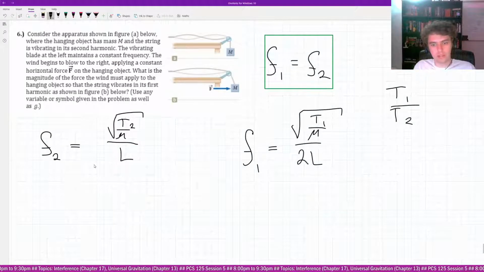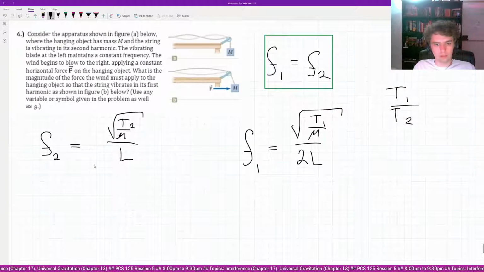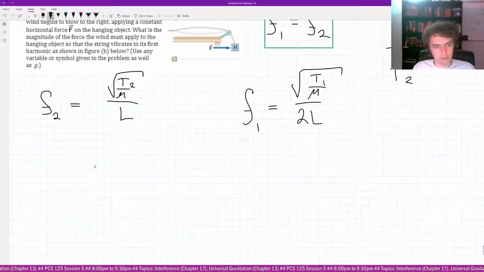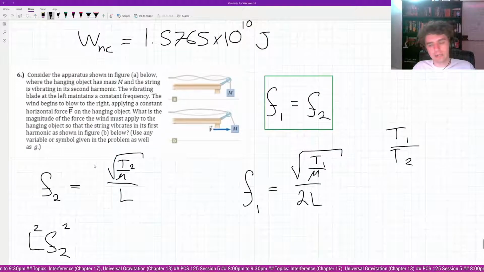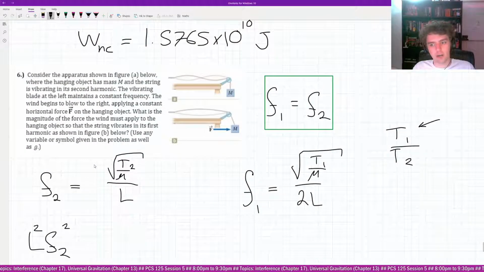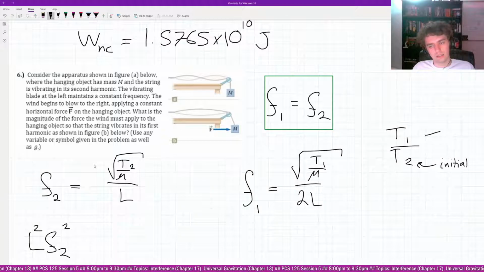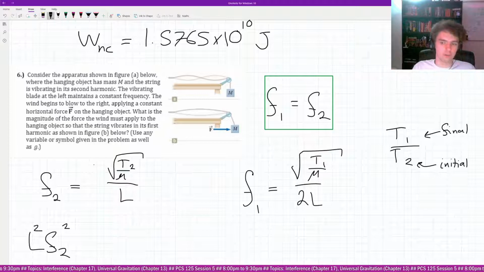So I'm going to rearrange for T in both these cases. So it's going to be L. Sorry, isn't it T2 over T1? No, because I want to know the tension in the first harmonic compared to the tension in the second harmonic. The notation that I'm using is a little difficult, so this is the initial, and this is the final, because we're going from the second harmonic to the first harmonic.